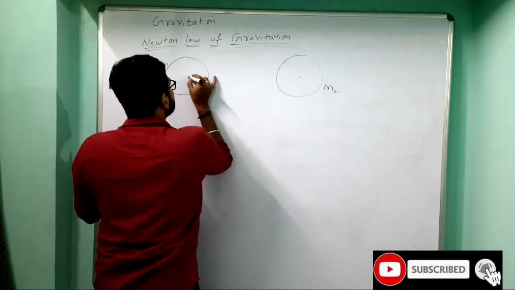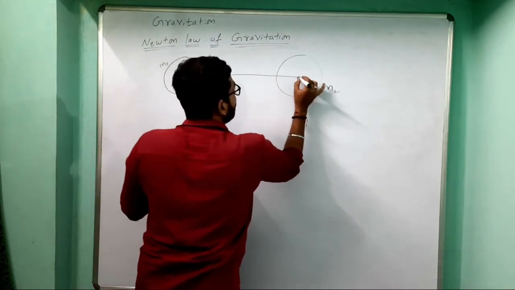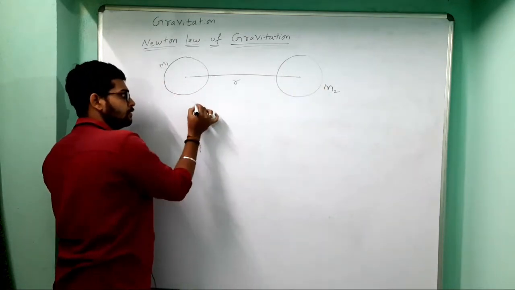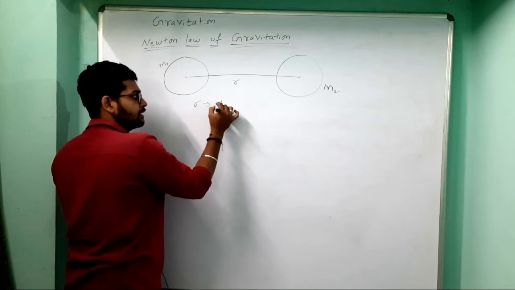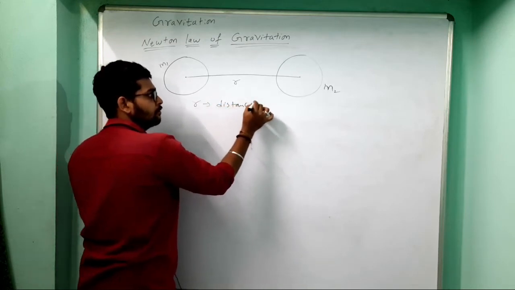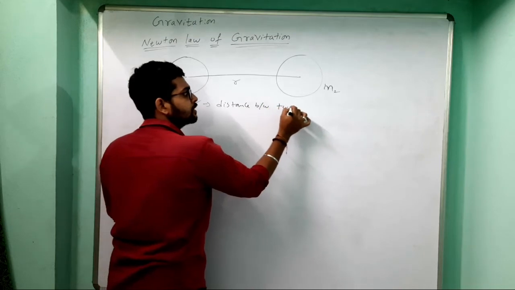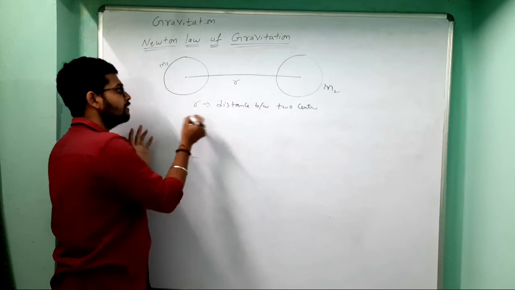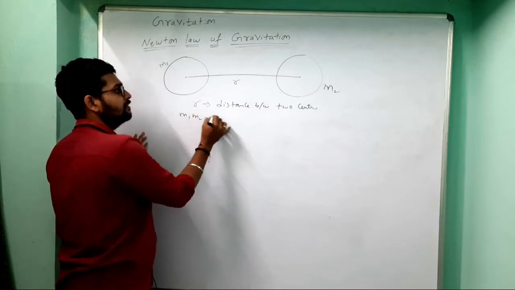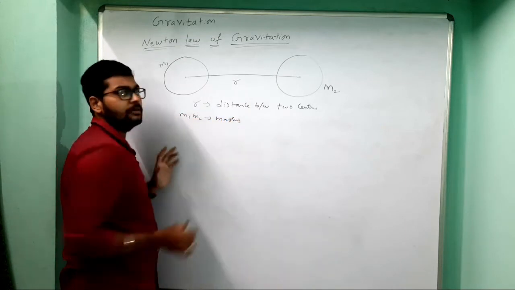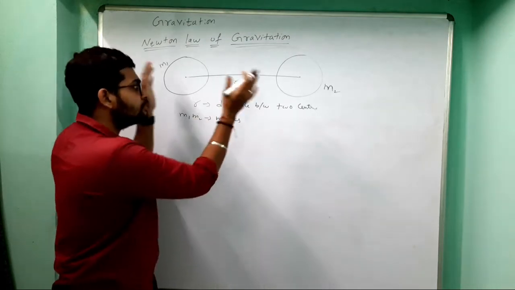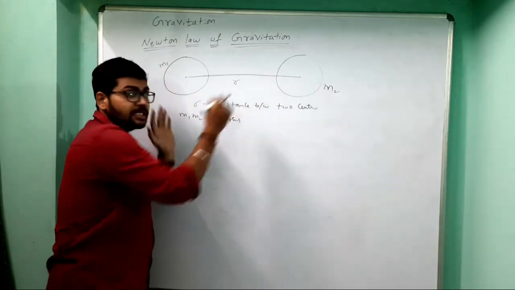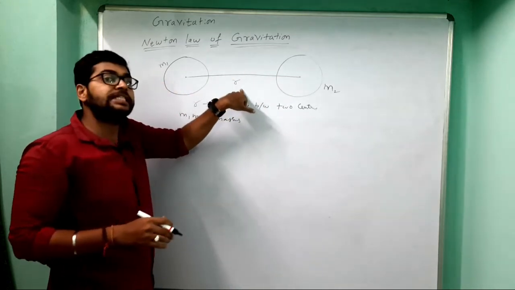The distance from center to center I am taking as r, the distance between the two centers. What are m1 and m2? They are masses. Now there is a force between these two. The force is proportional to the product of the masses and inversely proportional to the square of the distance between them.